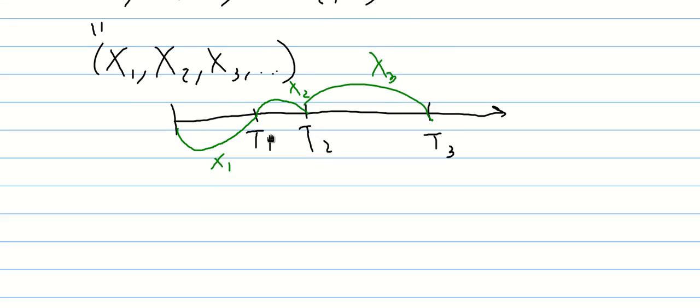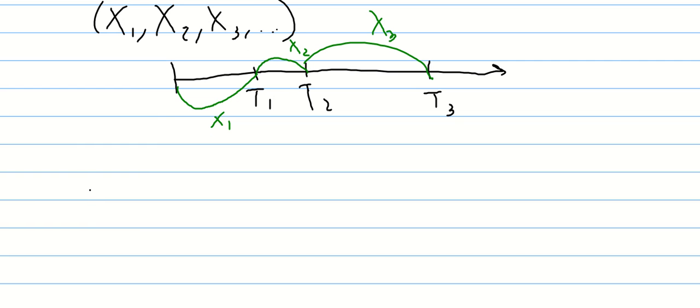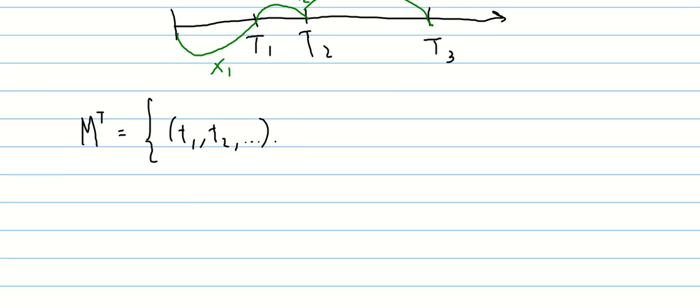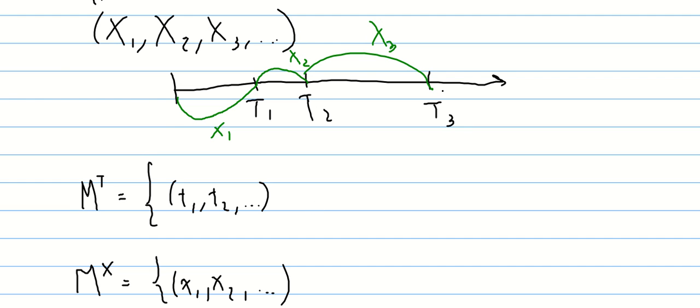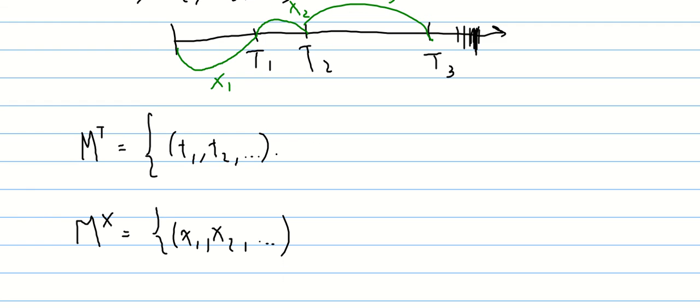And this is a bijection in the following sense. So the space M_T of all the T0 equals 0, T1, T2, and so on, is going to be equal, after some bijection, to the space of X1, X2, and so on. But we have to be a bit careful here because we don't want blow-ups, right? We don't want to have an accumulation of visits in finite time. So this is going to be the space, given that the size of the set of Ti such that Ti is smaller or equal than L is finite for every L.